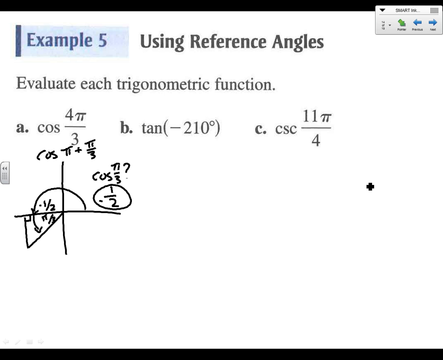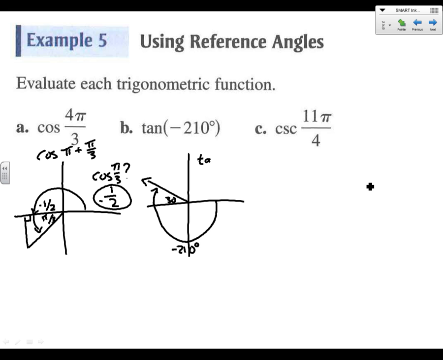Let's use the same thinking here for 210 in the negative direction. Here we go. Start at positive x, 90, 180, and another 30 degrees gets me to -210. So my reference angle here is 30 degrees.